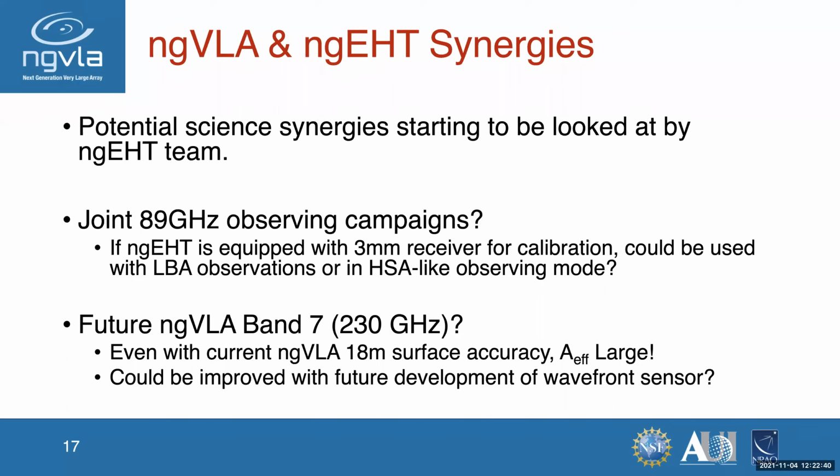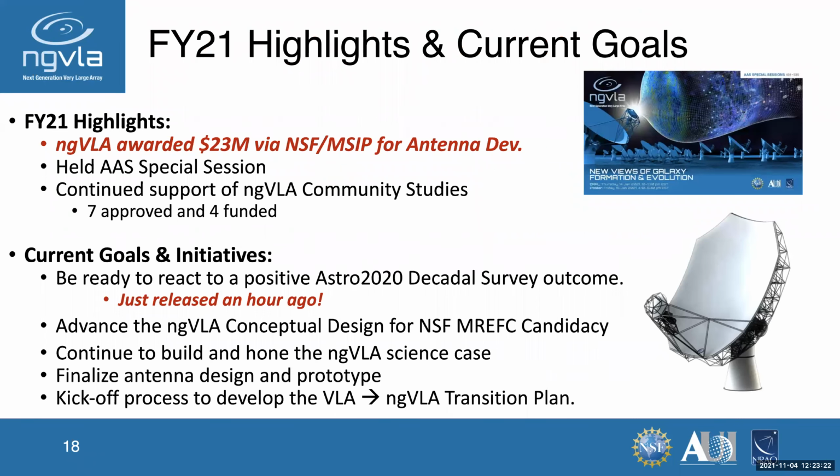But with the current ngVLA design, there is a lot of effective area there. So even though you lose sensitivity by not having such a highly accurate RMS surface, maybe there is still science to be gained, and it could potentially be improved by a future development of a wavefront sensor. Again, TK is the one who's been talking about this. No promises here, but it's certainly worth exploring. If there's a compelling science case to be made, there's no reason that something like this could not be looked into seriously. And I think it would not strongly affect anything with the current design development effort. In terms of highlights right now.